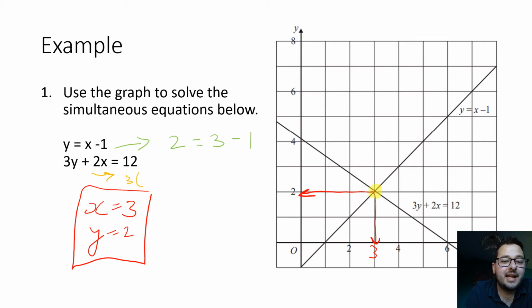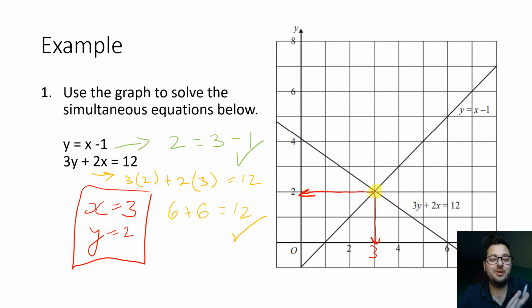And then for the second one, we've got 3y plus 2x is 12. So 3 times y, which is 2, plus 2 times x, which is 3, is 12. Well, is that true? Well, 3 times 2 is 6, and 2 times 3 is 6, and 6 plus 6 does equal 12. So both of these work out. So all we're doing is looking where the graphs cross.